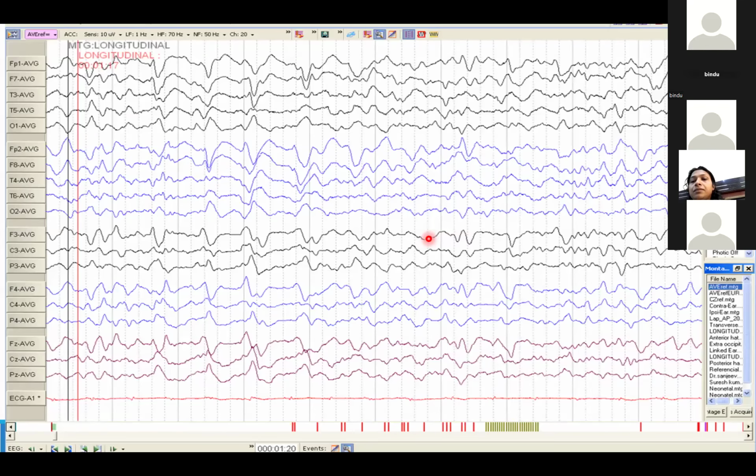This is the same shown in average montage. There is a fronto-occipital lag, that is, from frontal to occipital regions there is a lag. The leading frontal sharp wave precedes the occipital ones. So there is a fronto-occipital lag demonstrated.